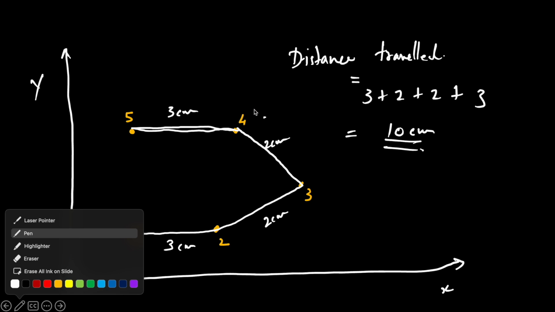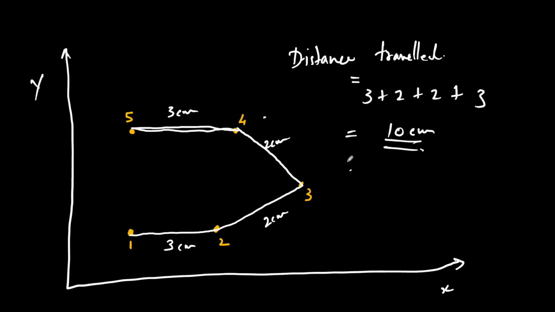Distance traveled is nothing but the total movement of the body, the total movement that happened to the body within a given time. While I was observing, the body moved from point 1 to point 5, through the path 1, 2, 3, 4, 5. So the distance traveled depends on the path.